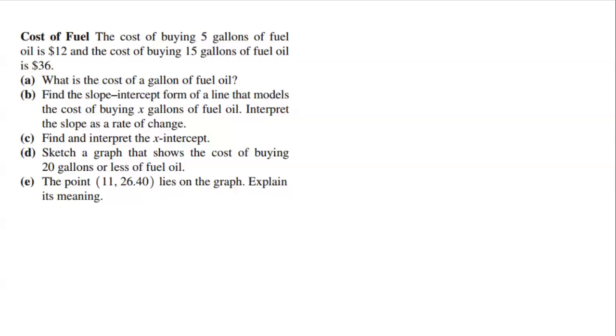Here it says the cost of buying 5 gallons of fuel oil is $12, and the cost of buying 15 gallons of fuel oil is $36. A, what is the cost of a gallon of fuel oil? B, find the slope-intercept form of a line that models the cost of buying x gallons of fuel oil. Interpret the slope as a rate of change. C, find and interpret the x-intercept. D, sketch a graph that shows the cost of buying 20 gallons or less of fuel oil. And E, the point (11, 26.40) lies on the graph. Explain its meaning.